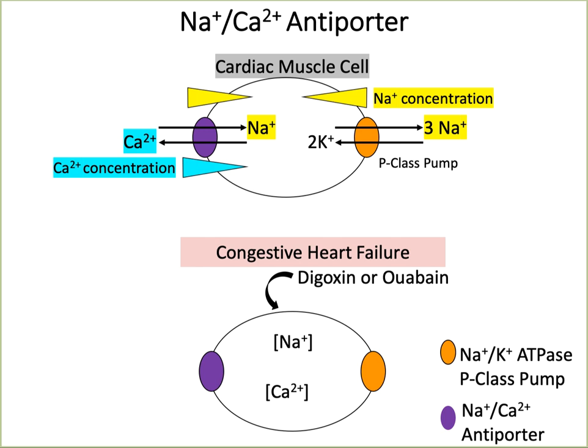These are two well-characterized pharmaceutical agents, and what they do is inhibit the action of the sodium-potassium P-class pump. When this happens, the sodium concentration increases within the cell, and when that happens, the sodium-calcium antiporter becomes non-functional. The calcium concentration increases in the cardiac muscle cell, and this facilitates the beating of these cardiac muscle cells. This helps individuals who are in congestive heart failure. It helps their heart cells pump.